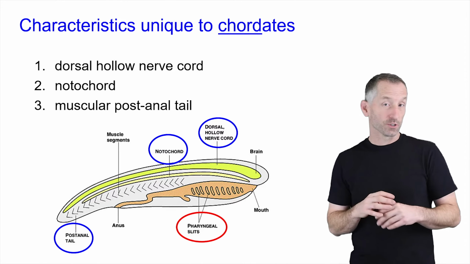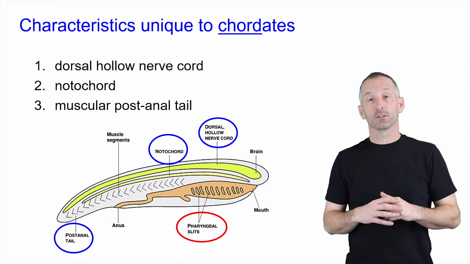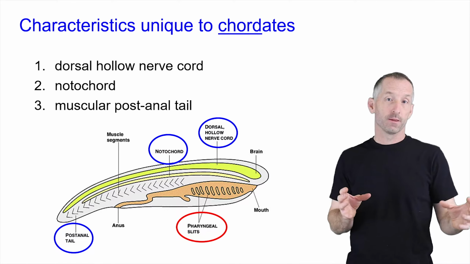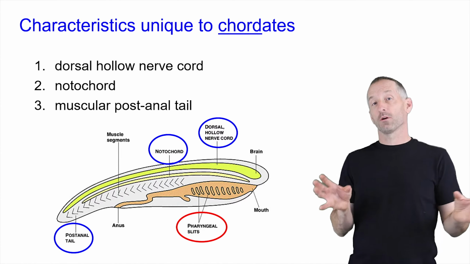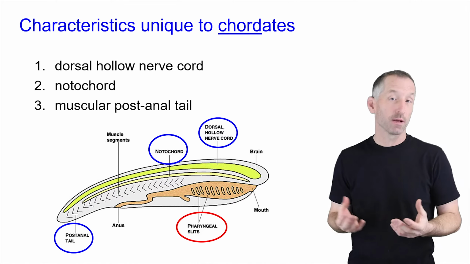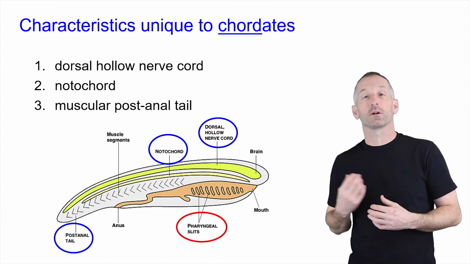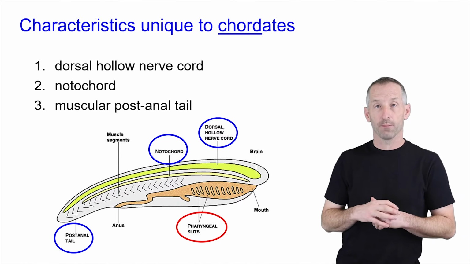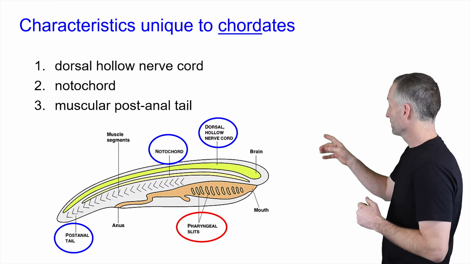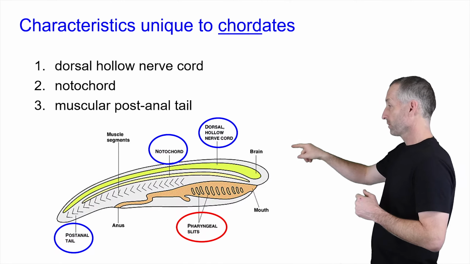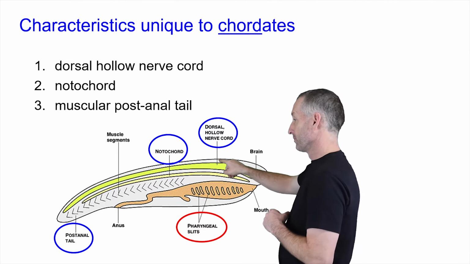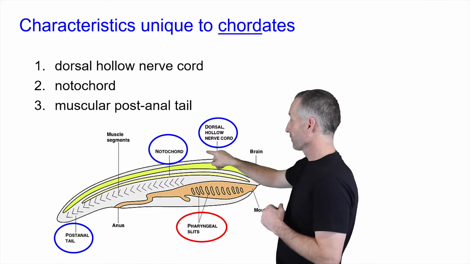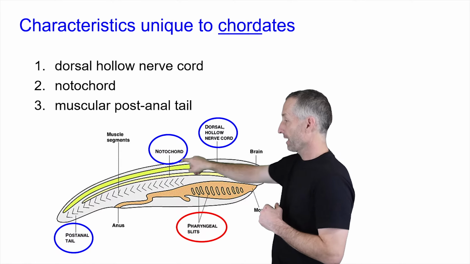So these are characteristics that are unique to chordates, that is, all chordates have them. They might only be visible or evident in developmental stages, or they might have subsequently lost them through evolutionary time, but they all had them at one point in time. Now those include the dorsal hollow nerve cord, which is this bundle of nerve fibers moving along the back of the animal.